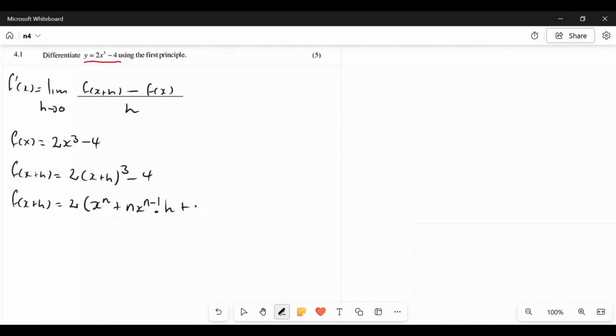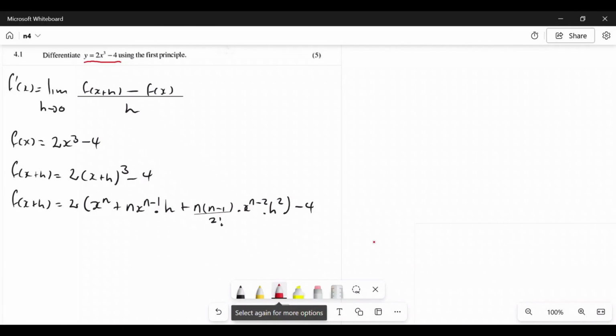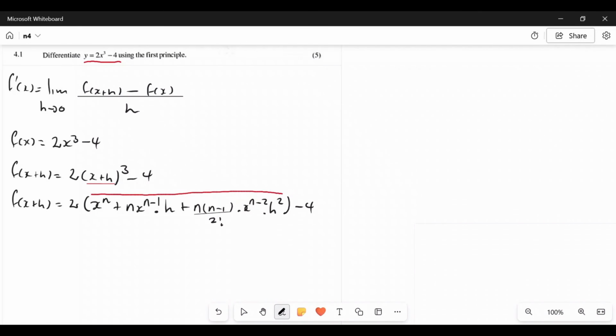And the third term is going to be n multiplied by n minus 1, all divided by 2 factorial, multiplied by x to the power of n minus 2 multiplied by h squared. Close bracket minus 4. Let me just highlight very quickly. This part here is the one that needed us to use the binomial theorem. There we go. I'm just going to highlight as we continue so that you don't get lost when I'm substituting the values.